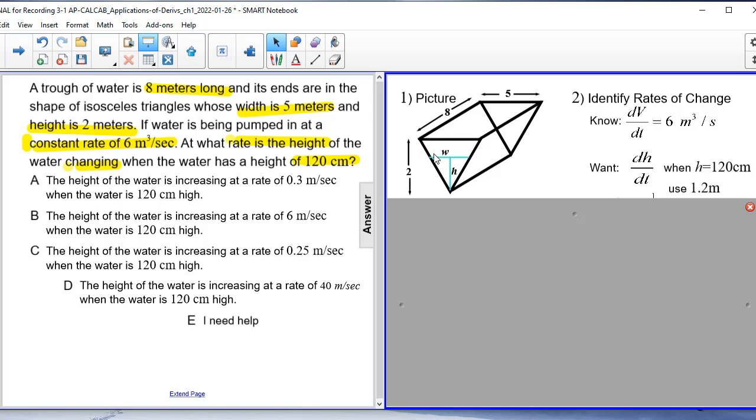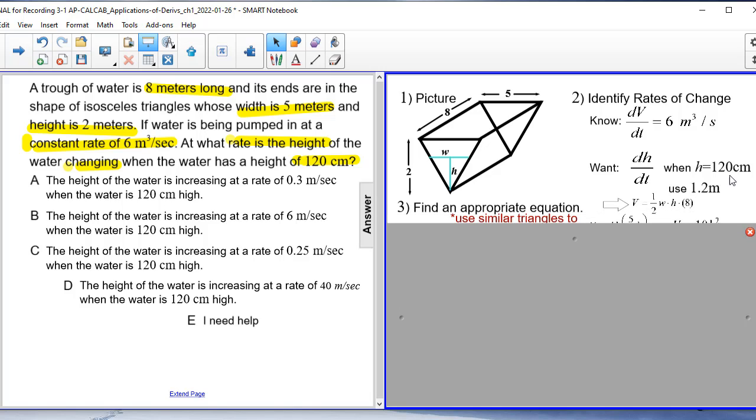And this blue line right here represents the water level rising, and the H right here is the height. So you've got the width and the height of the water. What we're given is our dV/dt, 6 cubic meters per second. What we want to find is dH/dt when H is equal to 120 centimeters. Don't forget that we're going to convert 120 centimeters to 1.2 meters to keep our units all the same. We know that because up here we're given our volume in terms of cubic meters.